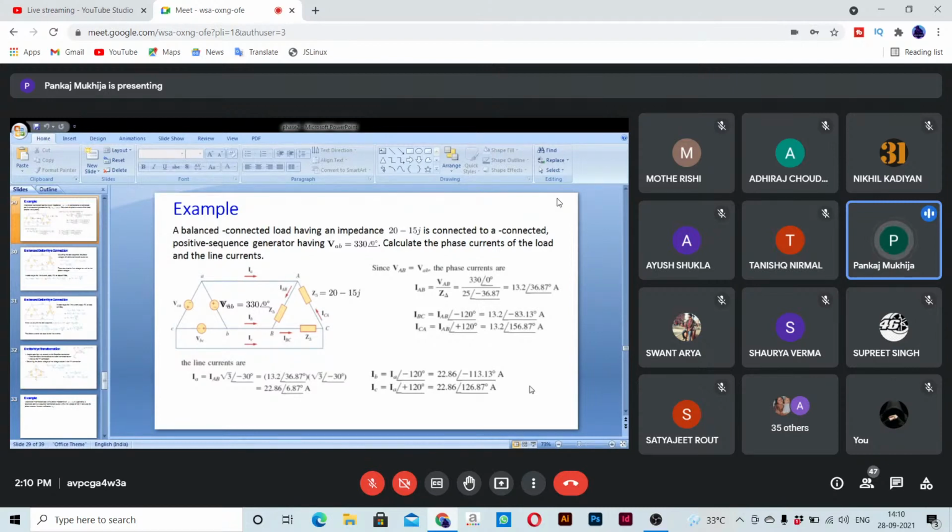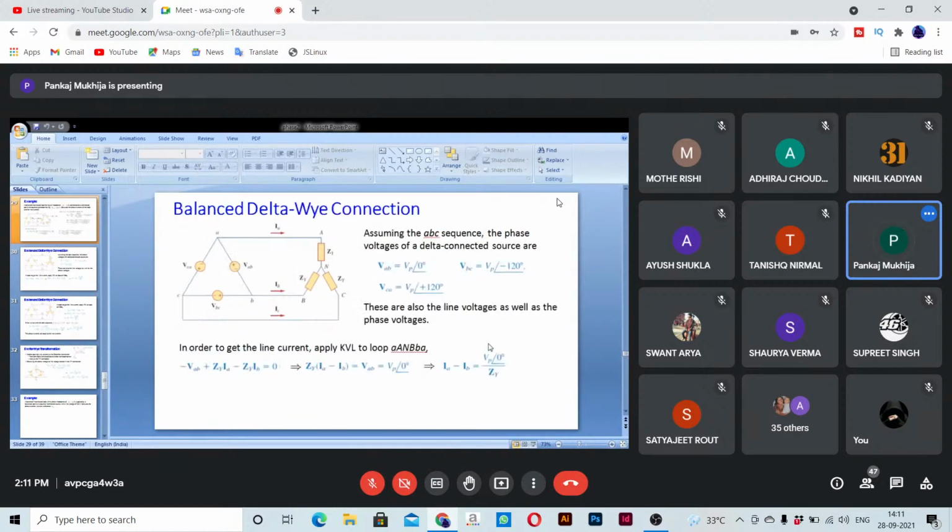These are simple problems just based on the formulas, nothing else. If you have understood one case, suppose the YY connection, you can easily understand the other cases also. Just understand one possible case, others will follow automatically.